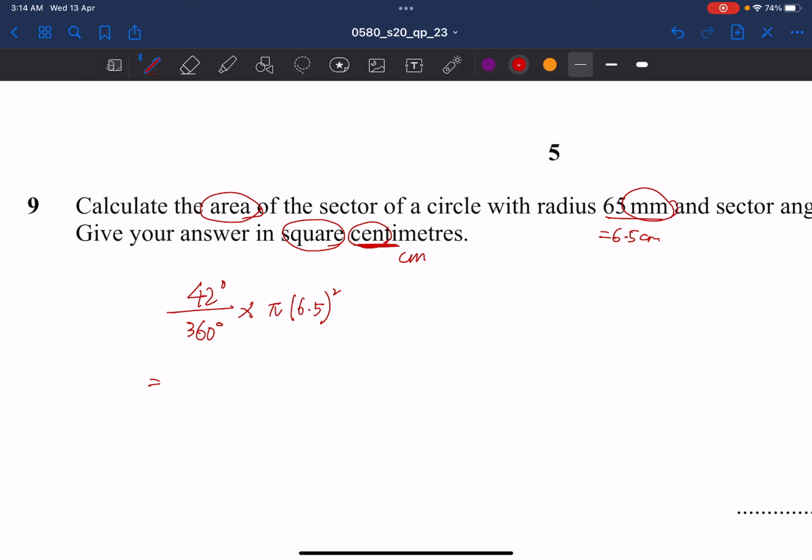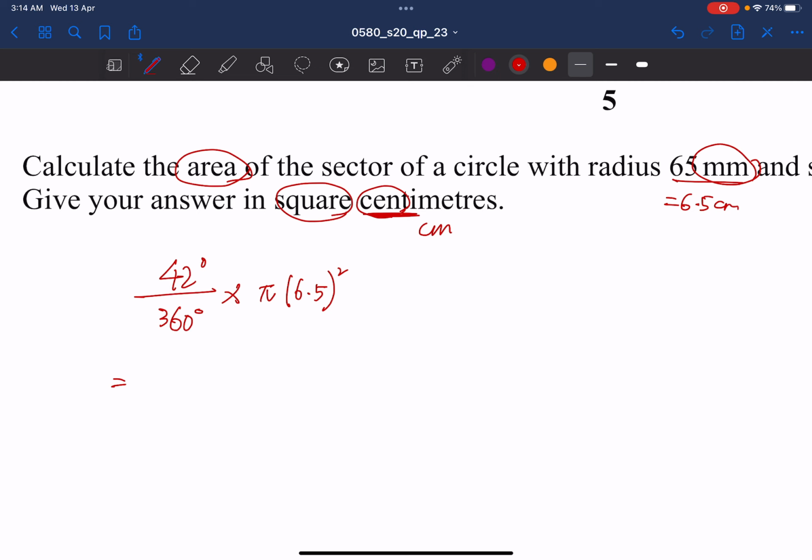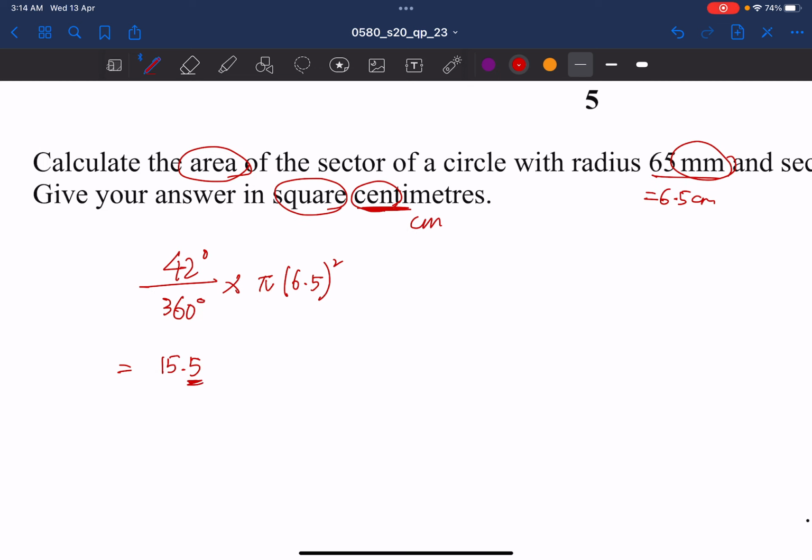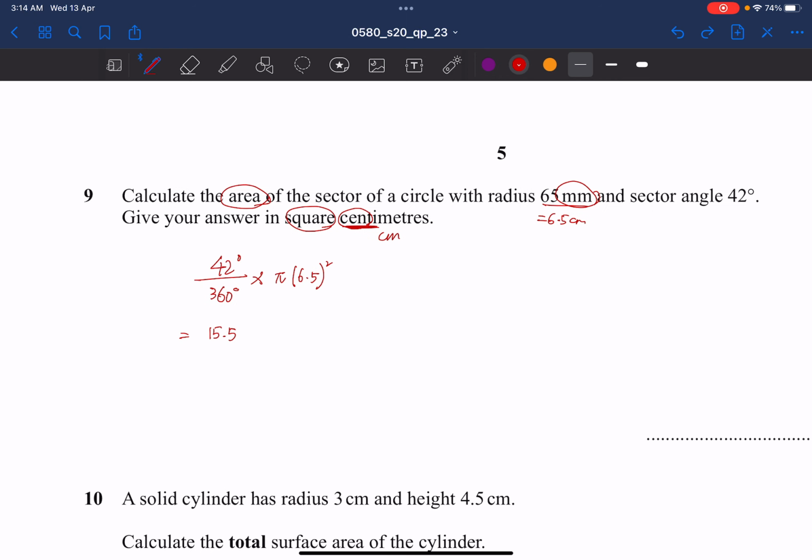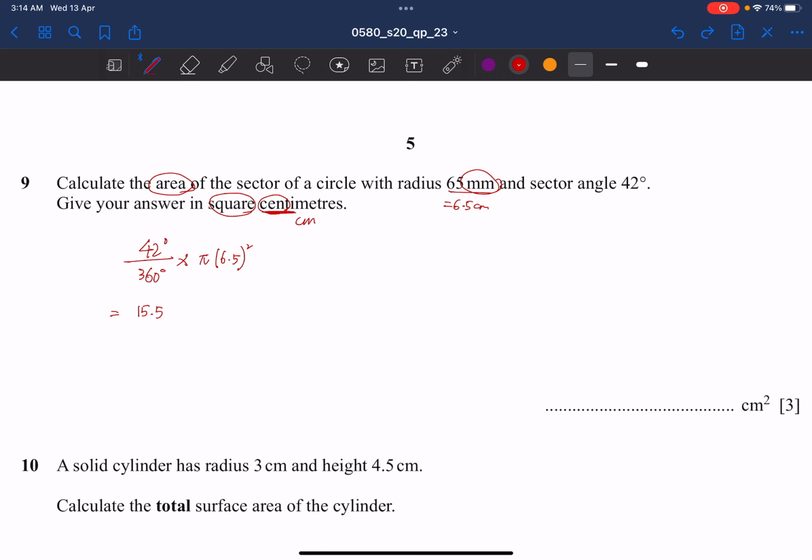So what we get here is 15.5. We take three significant figures as stated in the instructions on the cover page. 15.5 cm squared.